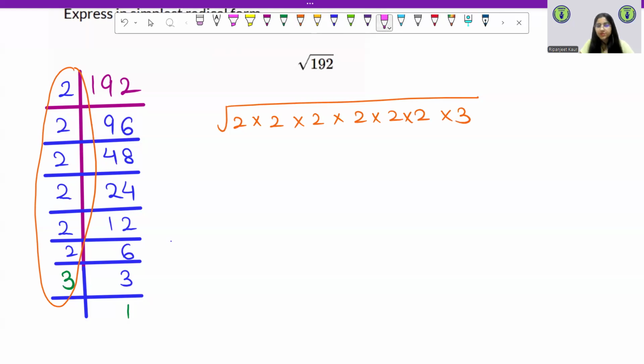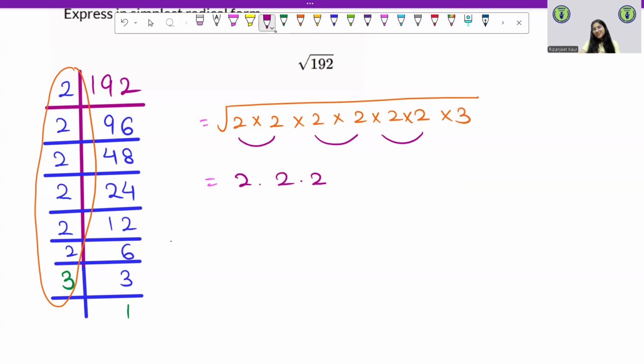Now we want to make pairs. How many pairs are there? 3. 1, 2, 3. Out of these 3 pairs, what will come out? Just a number that comes out. That's all. Don't need to multiply or anything to do with them. Just what is going to come out of the square root. 3 twos. So 2, 8.